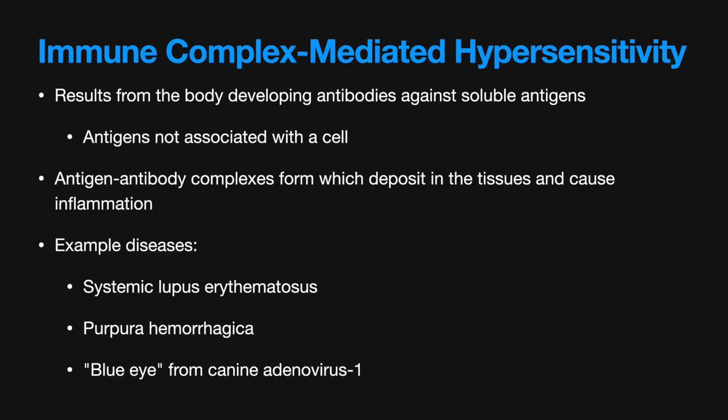Those antibodies are going to form large antigen-antibody complexes that end up depositing in the tissues, usually within the vasculature. Those complexes stuck in the tissues cause inflammation. Examples of this condition include systemic lupus erythematosus, purpura hemorrhagica, and blue eye from canine adenovirus 1.